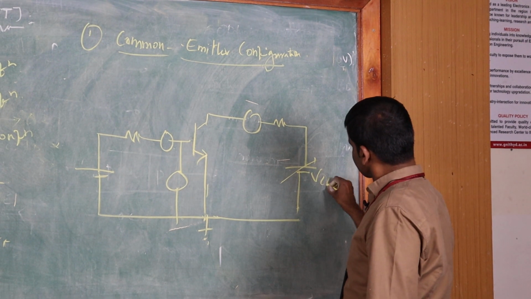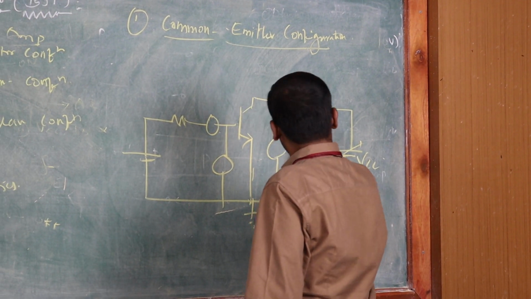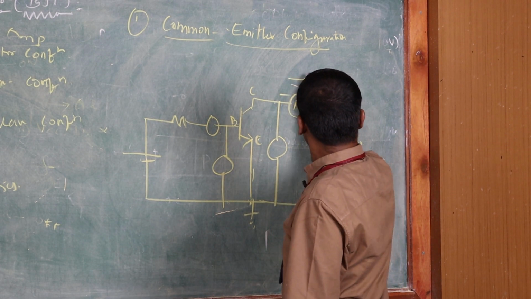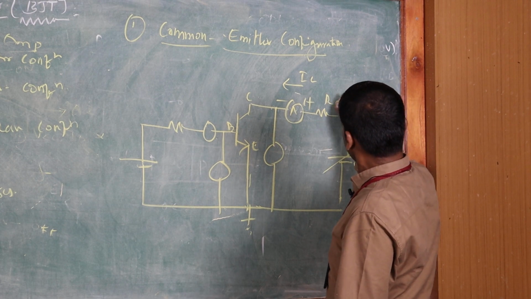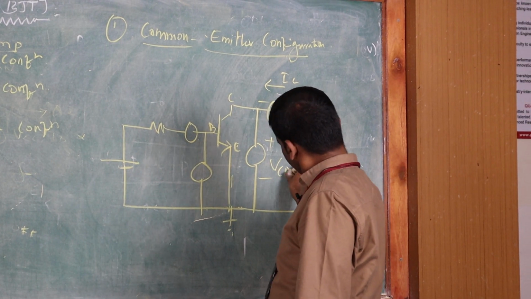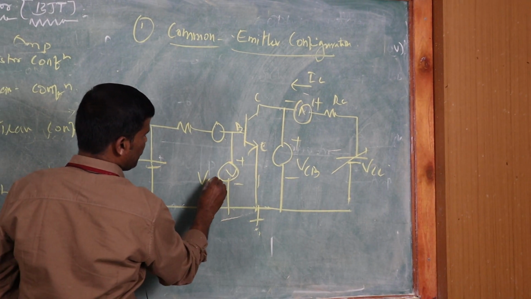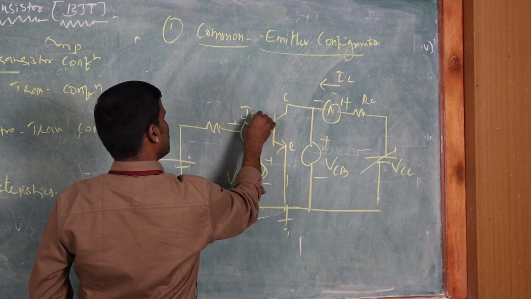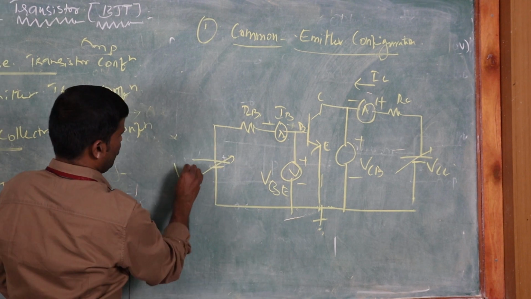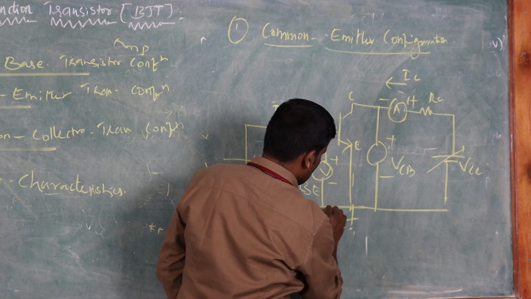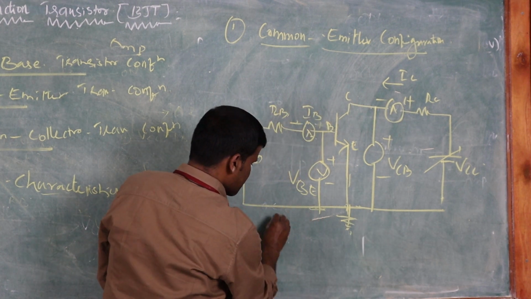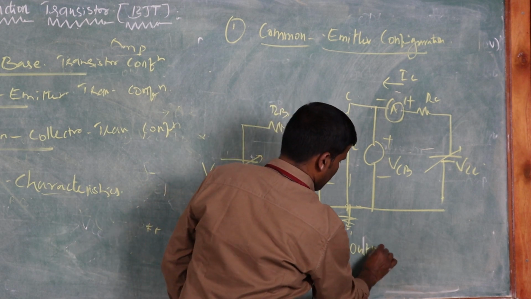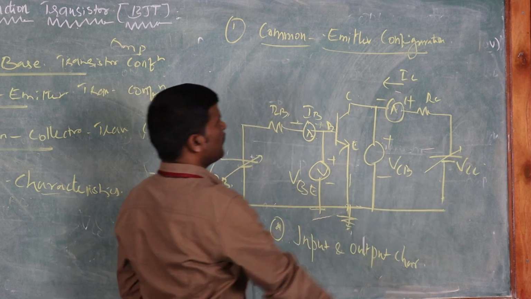So this is the output junction, VCC. So this is emitter, base, collector. The output current IC flows from the output junction side, and the output junction voltage is VCE, and the input junction voltage is VBE, and the input current is IB. RB, this is the VBB. So this is the ground. The emitter is connected to ground. This circuit is used to find the input and output characteristics of the common emitter configuration.